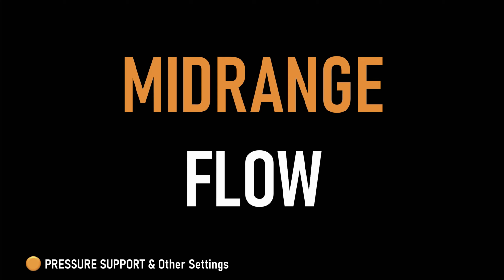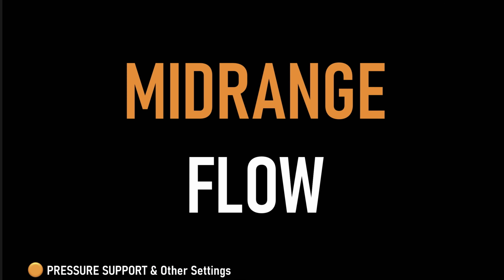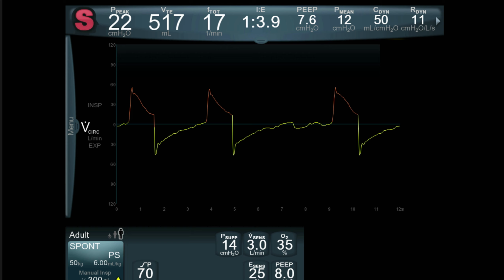Let's move on to a topic that you won't read about in textbooks, what I call the mid-range flow. This is a flow waveform for a patient on pressure support. Note that the patient's peak flow here is just short of 60 liters per minute. And because the V-sense is set at 25%, the minimal flow here is roughly 15 liters. In between the peak flow and the minimum flow, there is another flow, and that's known as the mid-range flow.